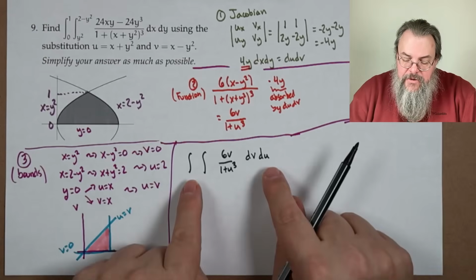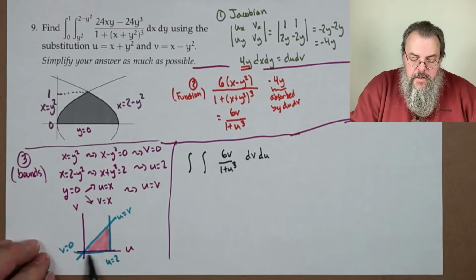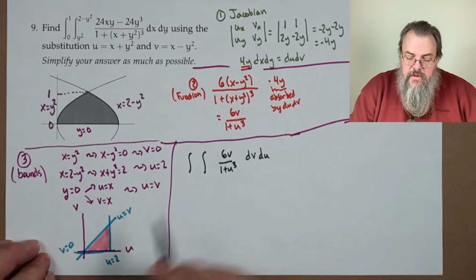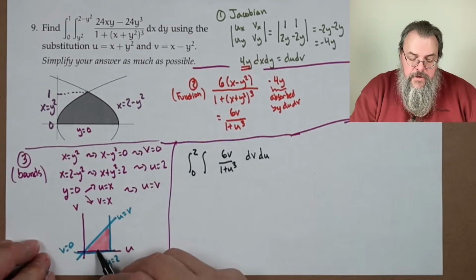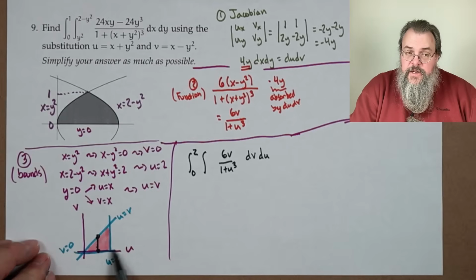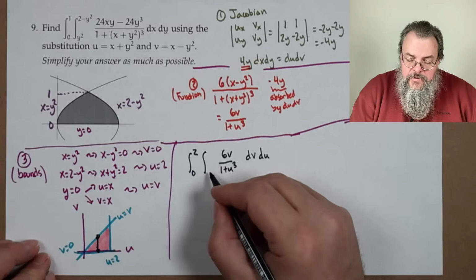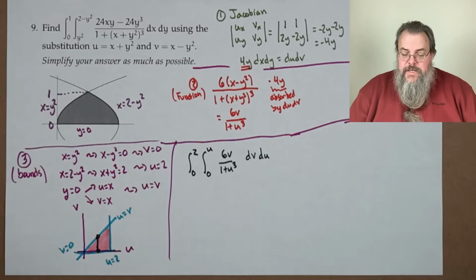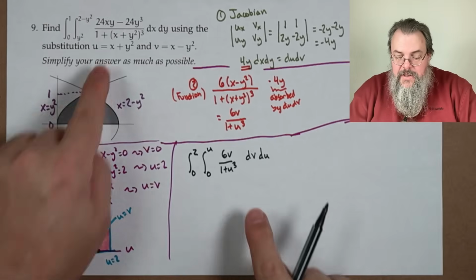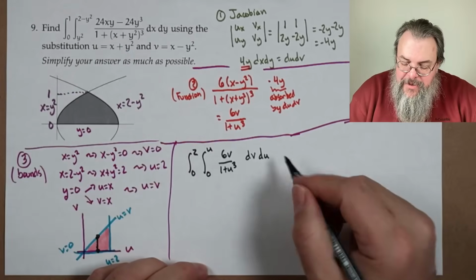Now let's think about the bounds. Where does u go from? Well, we're along the bottom edge. u goes 0 to 2. Given a u value, where does v go from? Well, we go from v equals 0, the line, up to v equals u. So it's from 0 up to u. All right. Now, this already looks way better. And let's go ahead and start working this out.